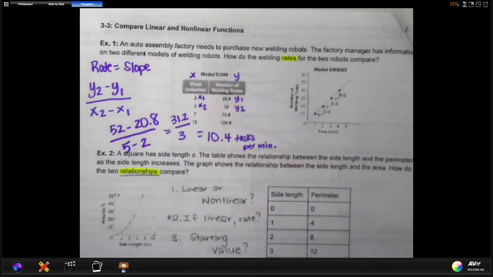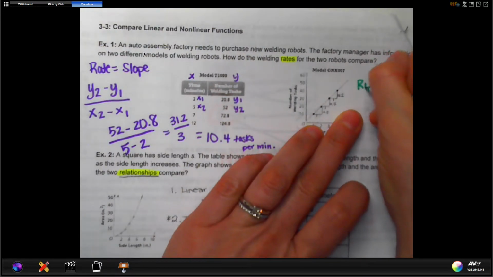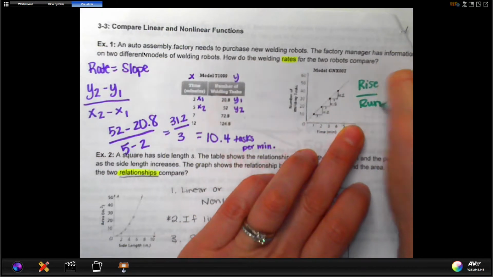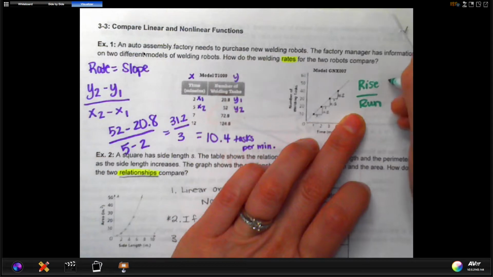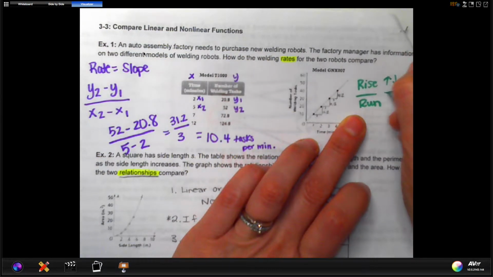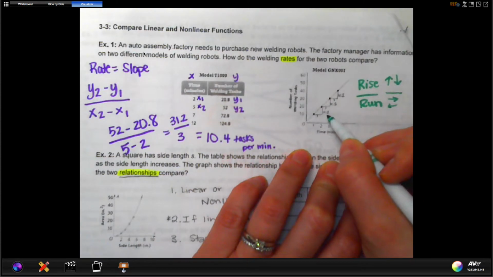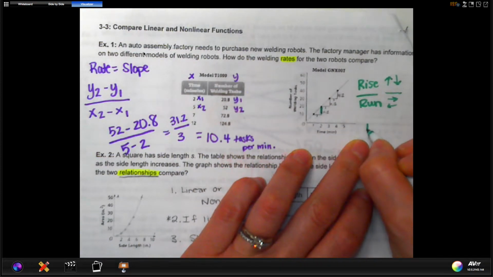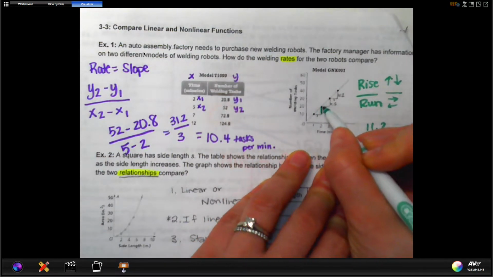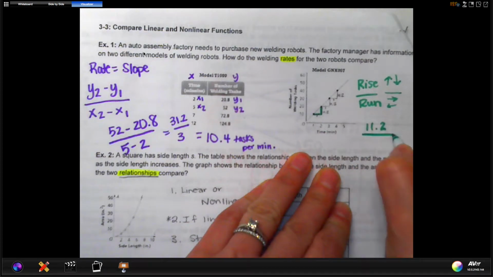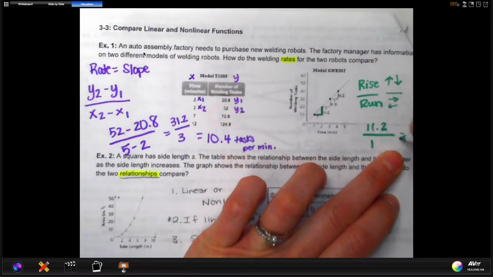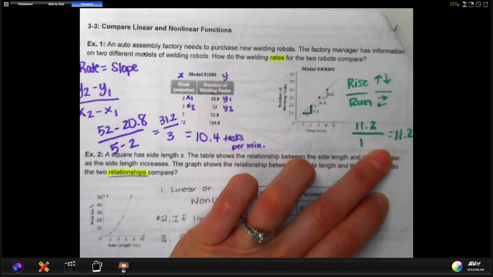Okay, now on the graph on the other side, let me remind you how we found the rate or the slope on a graph. We used rise over run. Okay, now remember the rise value is the up or down value, and the run value is going to be our right or left value. So this one, our up and down value, and if you can't see it, that says 11.2 going this way. So our rise is 11.2, and going the right and left direction is 1. So 11.2 divided by 1 is simply 11.2 tasks per minute.